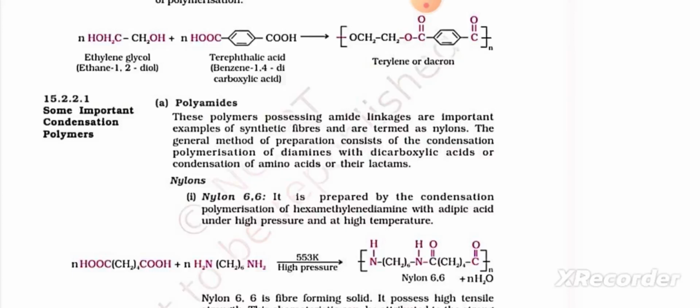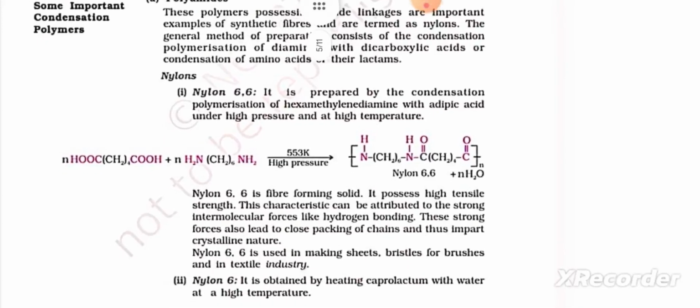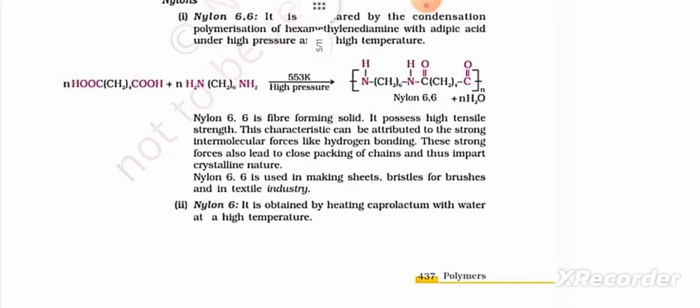The general method of preparation of polyamides consists of condensation polymerization of diamines with dicarboxylic acids, or condensation of amino acids or their lactams. Nylons. First is nylon 6,6. It is prepared by condensation polymerization of hexamethylene diamine with adipic acid under high pressure and a high temperature. We get nylon 6,6 and a trace of water.